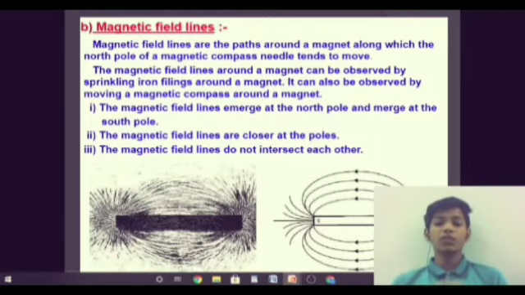Magnetic field lines are closer at the poles. So as you can see here, S is closer at the end, and N is closer at the end. S and N are never close to each other. Magnetic field lines do not intersect each other. The magnetic field lines never intersect each other. They only pass by and are every time parallel to each other.